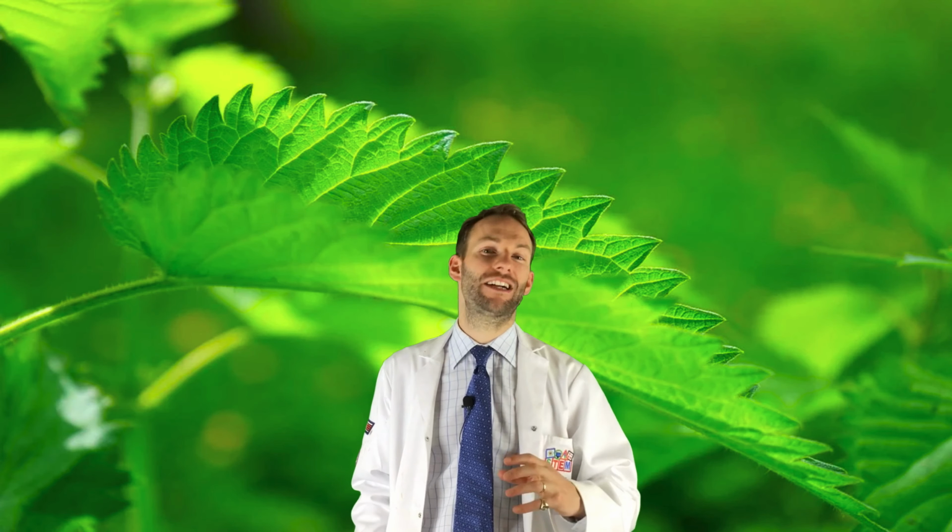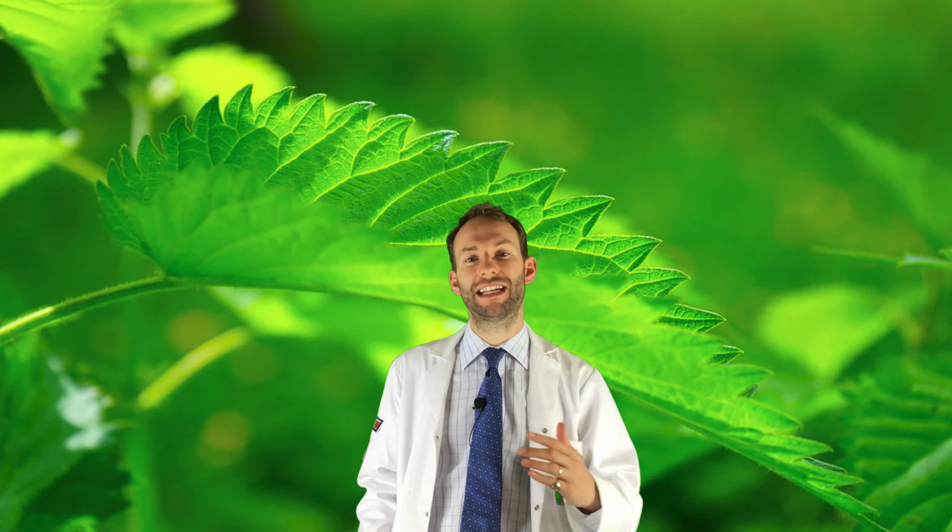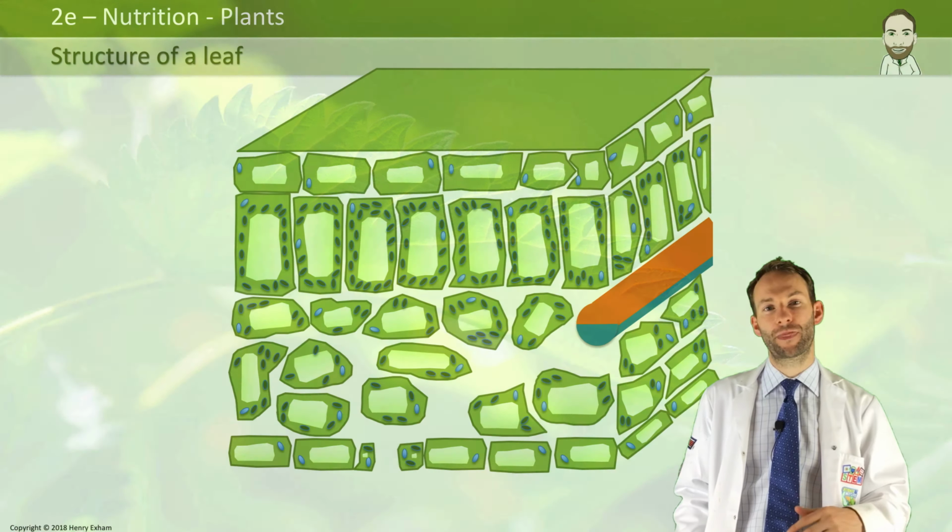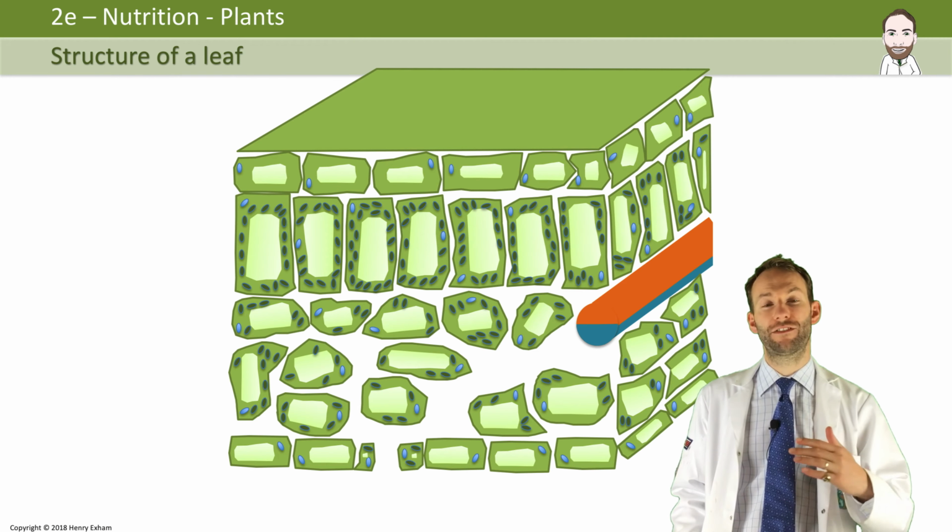Now we'll look briefly at leaves, the structure of leaves and how they are adapted for photosynthesis, because they are basically photosynthesis factories. A leaf is perfectly adapted to carry out this process. You need to know the different layers of the leaf, the different cells involved.